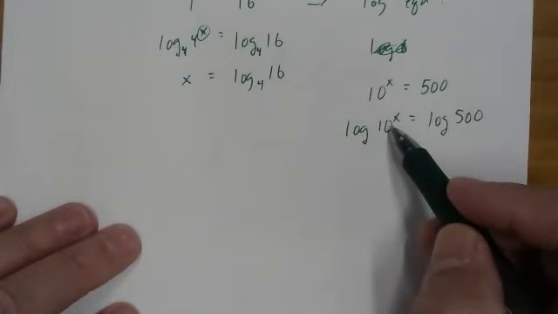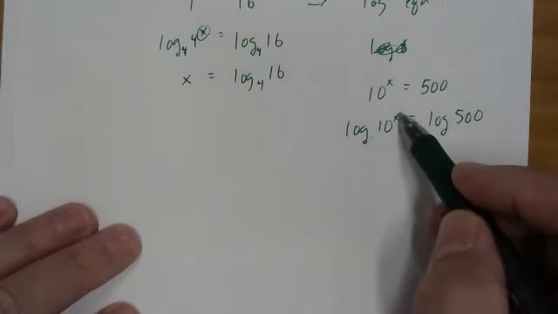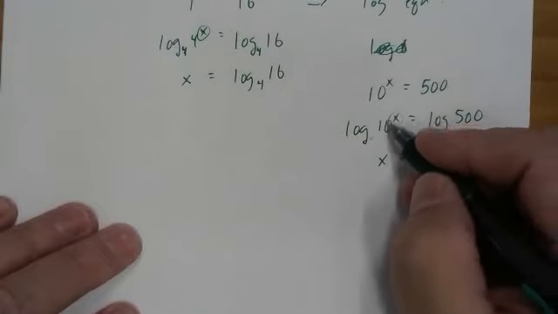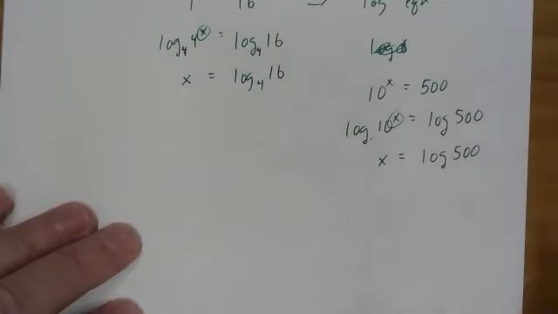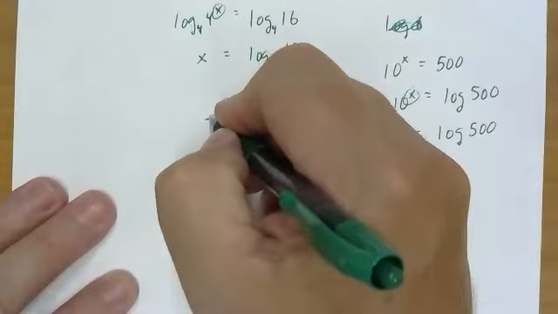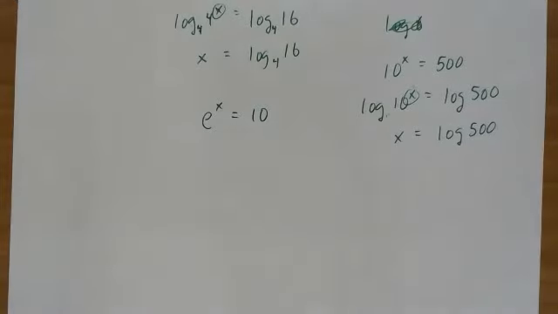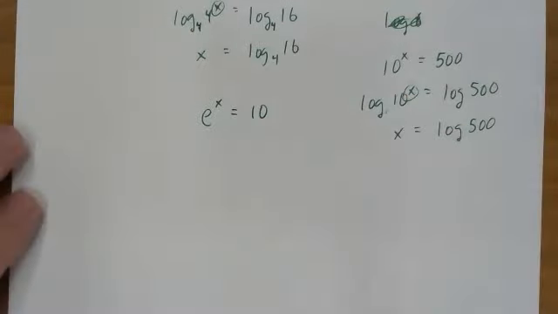Now log base 10 of 10 to the x, since the base of my log and the base of my exponential function is the same, this side just equals my exponent. And then over here, I have log base 10 of 500. Let's do one more. Let's do something with our natural exponential function. e to the x equals 10. I want to rewrite this as a log equation.